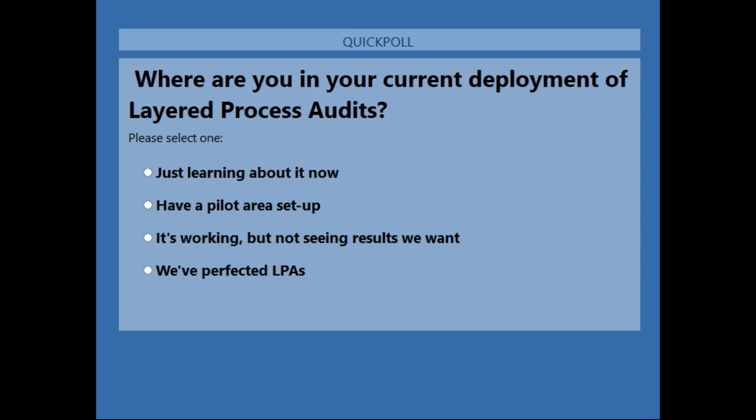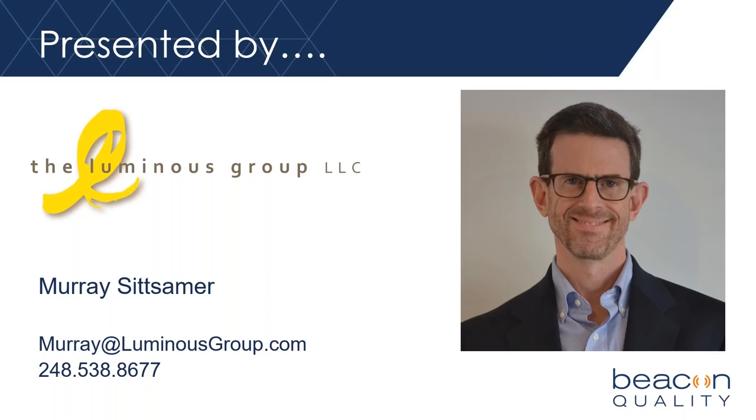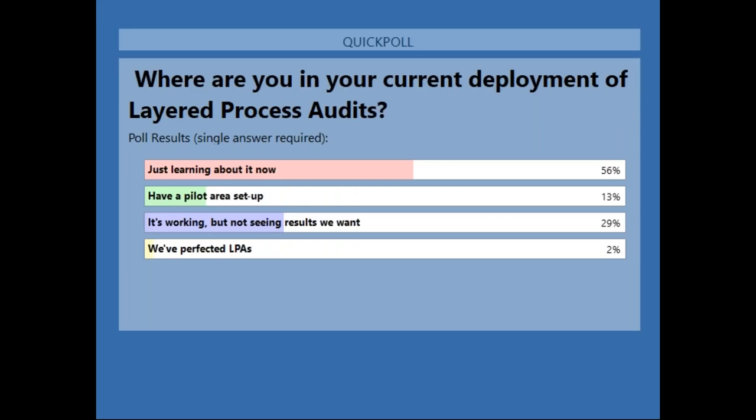Exactly. 3, 2, 1. Okay. I'm going to close that out and share the results with all of you. So about 60%, or 56%, is just learning about it now. The next runner up is, it's working, but we're not seeing the results. And 2% of you have perfected LPAs, so that's awesome.